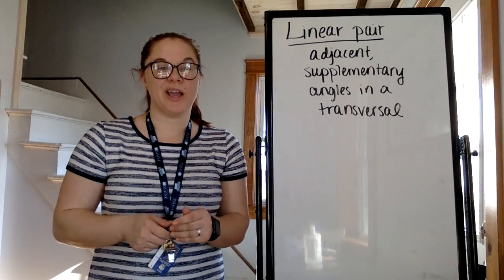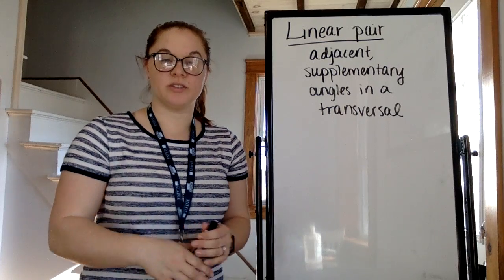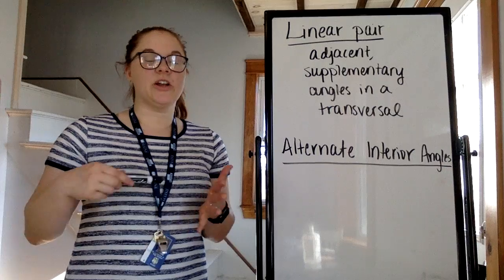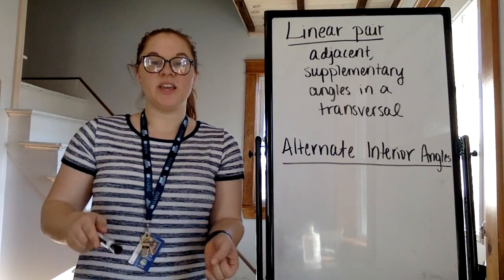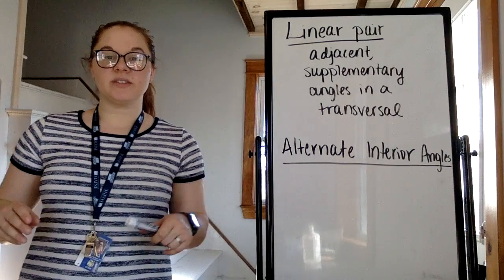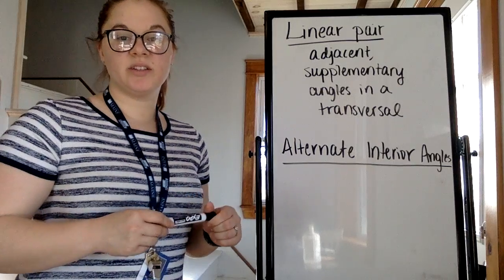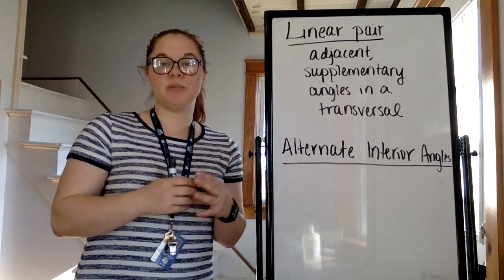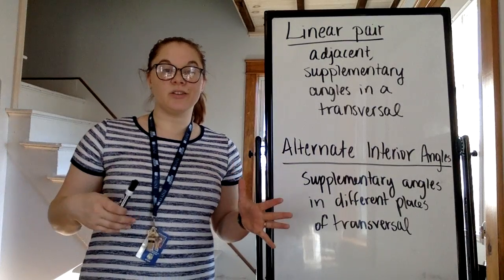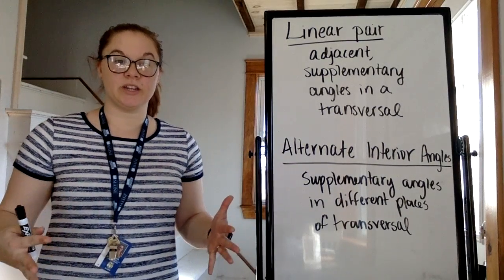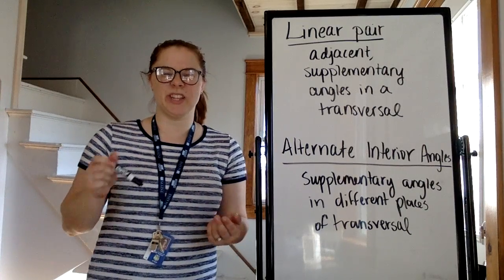The next important kind of angle relationship, it's called alternate interior angles. So alternate interior angles use both the idea of corresponding angles and linear pairs because they are two supplementary angles, but they just happen to be on different places in the transversal. So these angles are supplementary, they add up to 180 degrees. And let's take a look at how they use corresponding angles and linear pairs.